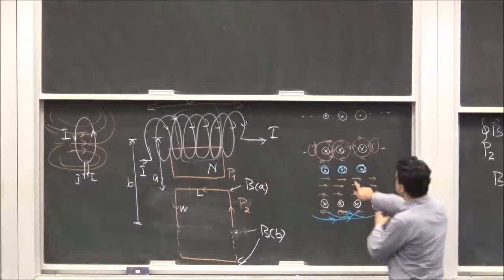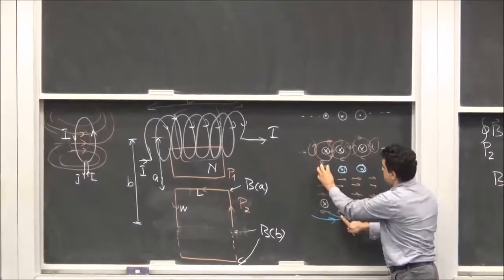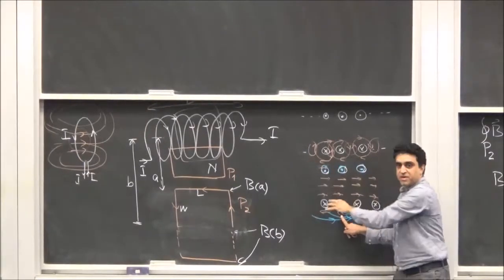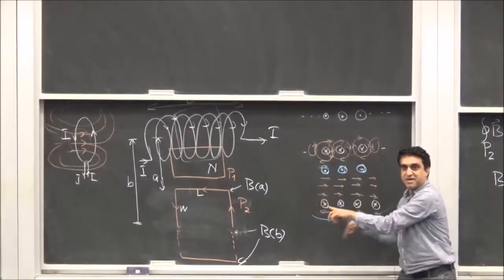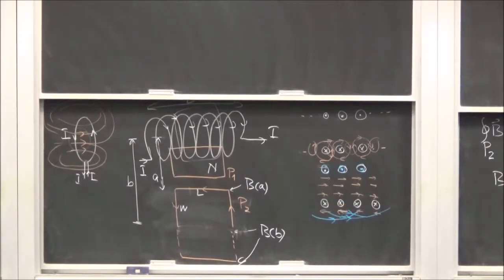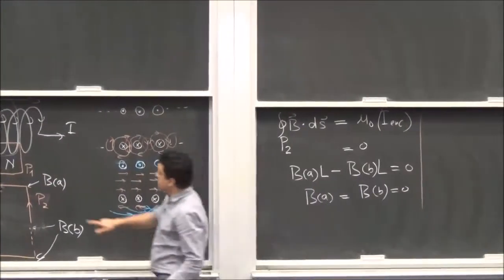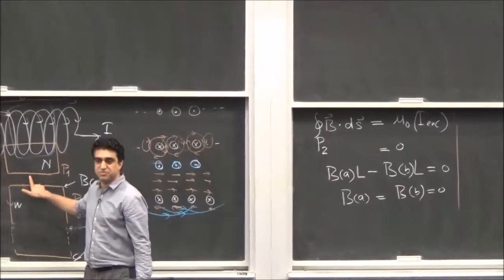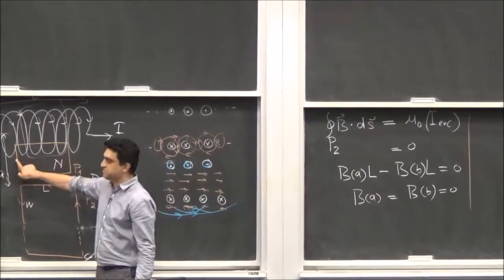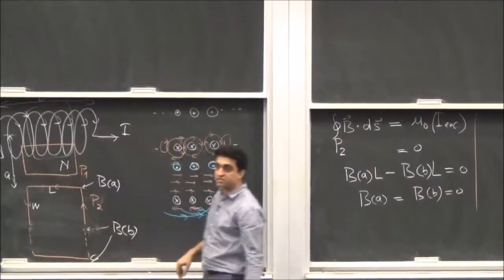But at this point, you have a contribution from here, and maybe from others, and you have contributions from several different ones canceling each other out. So now we know that the magnetic field in this path should be zero, in this path should be zero, and in this path it should be zero. We would only have a contribution in this path.